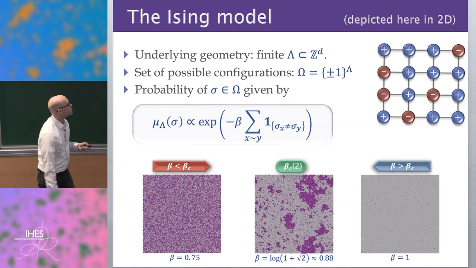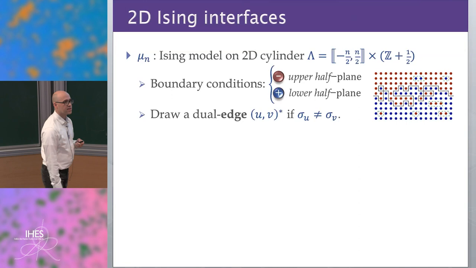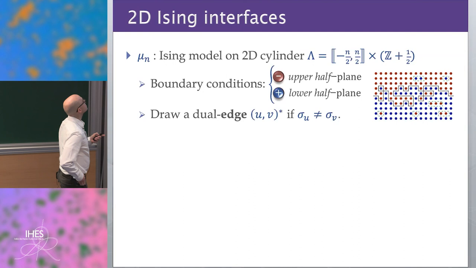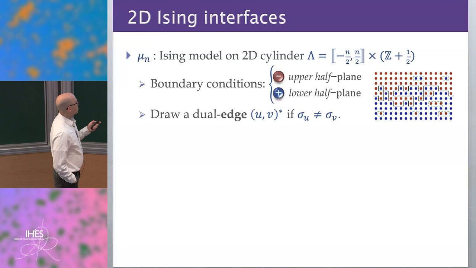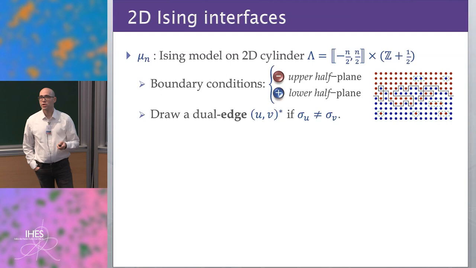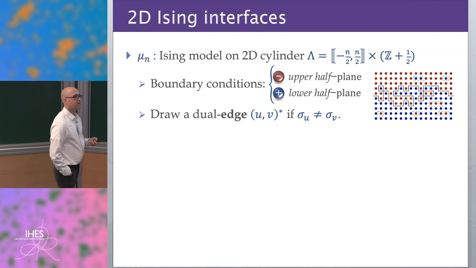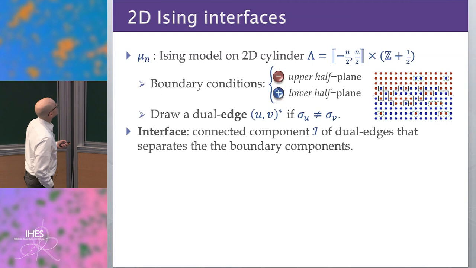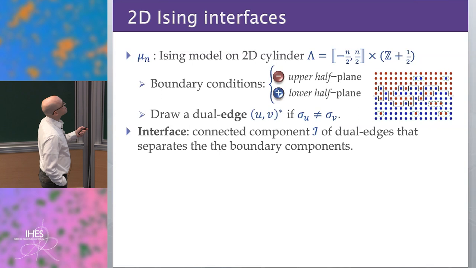Okay, so let's start with the definition of an interface. We've seen this yesterday in Lauren's talk. I'm going to define it formally. First, for the two-dimensional case, we are interested in understanding the boundary between a plus phase and a minus phase at low temperature. The entire talk will be at beta, say, 10, so finite, just above the critical temperature to allow cluster expansion. Here we are drawing a dual edge between every disagreement in the model, and the interface is going to be the connected component of dual edges that separates the two boundary components.